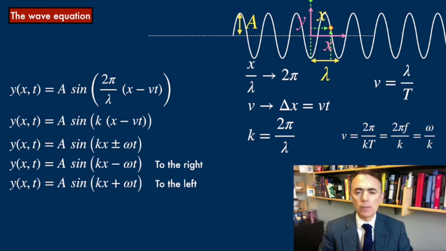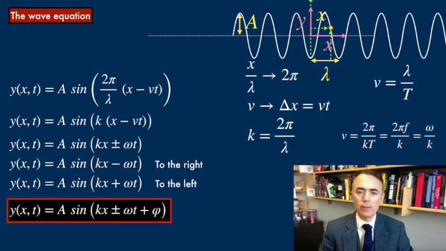To generalize this equation to any initial conditions, we add the phase factor phi. This, as with the simple harmonic oscillator, will consider where we have the origin of coordinates with respect to the wave.